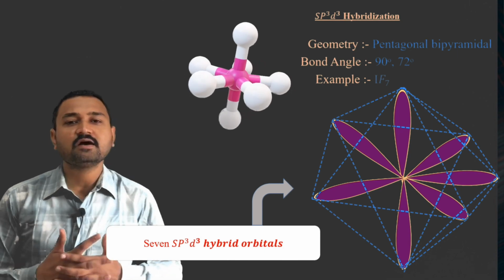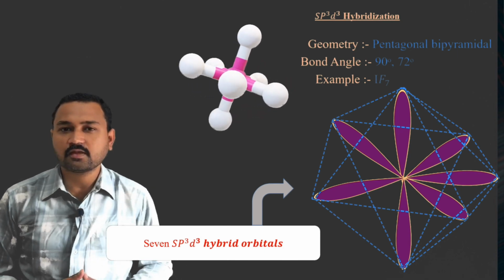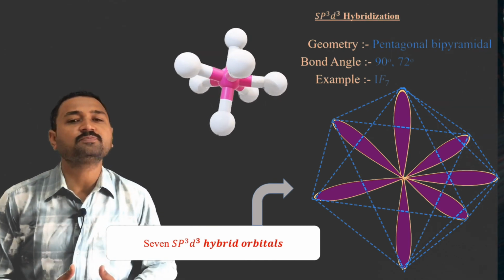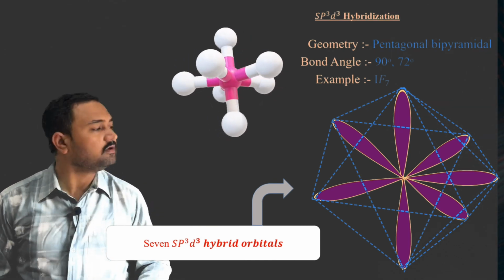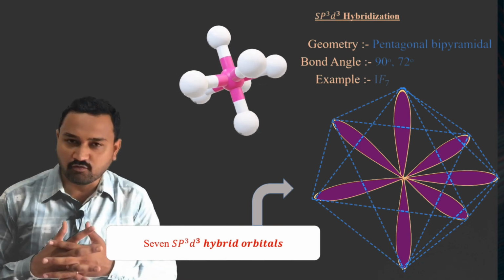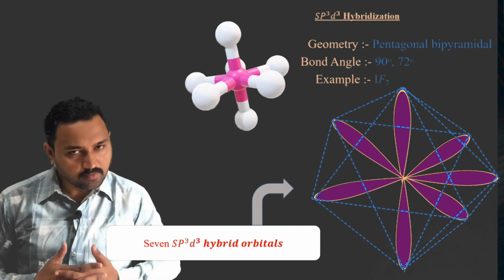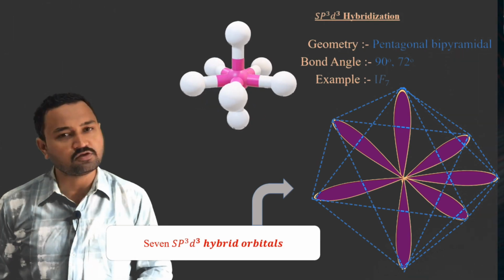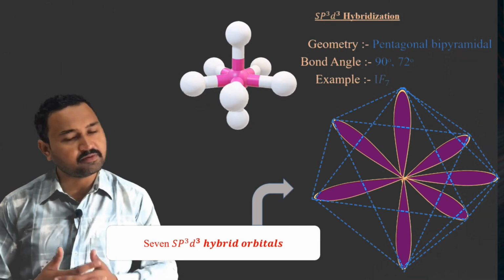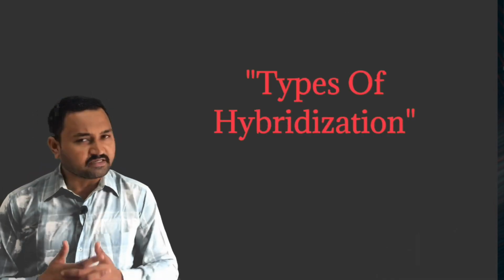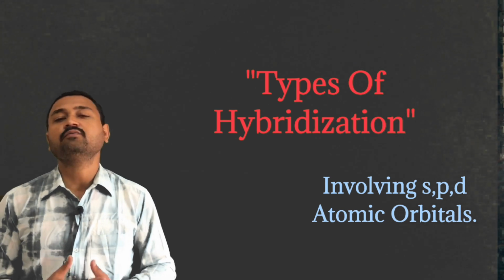The example is IF7. Now here you can observe in the diagram, out of the seven sp3d3 hybrid orbitals, five are arranged in one plane, while the remaining two are above and below the plane, which leads to the formation of your pentagonal bipyramidal geometry. So this is about the different types of hybridizations that we have observed during the formation of a hybridization process.